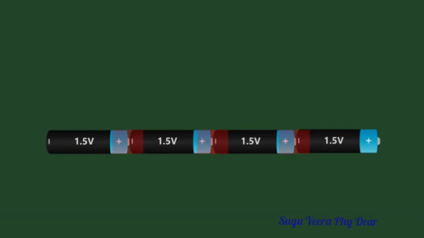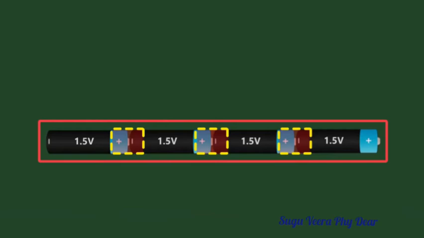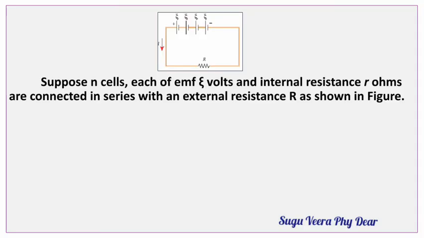The free positive terminal of the first cell and the free negative terminal of the last cell become the terminals of the battery. For example, the first cell is 1.5 V, the second cell is 1.5 V. So when cells are connected in series, the voltages add up. Suppose n cells, each of EMF ψ volts and internal resistance r ohms, are connected in series with an external resistance R as shown in the figure.